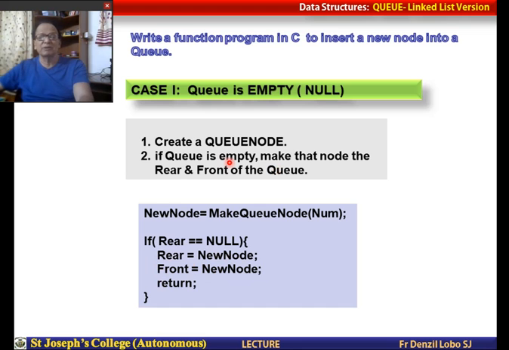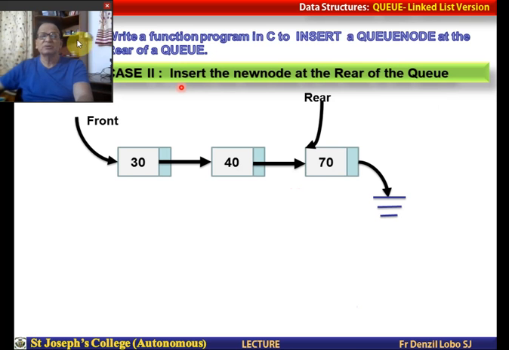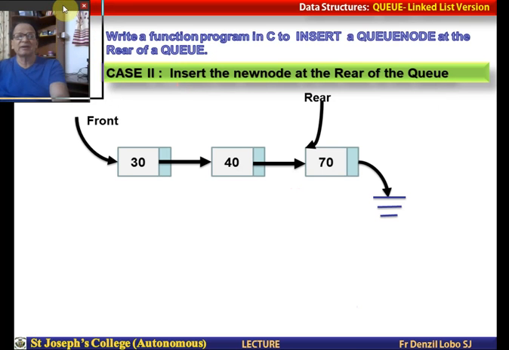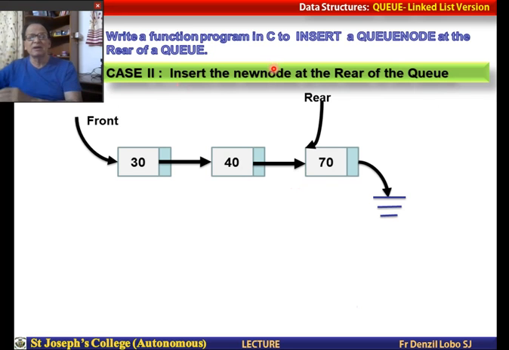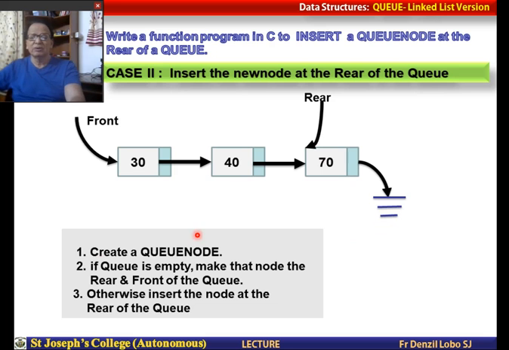Case 2 is very simple. What we do is we create a queue node. If the queue is empty, make that node the front and the rear of the queue. That is what is done here. Case 2 is very simple. Unlike the earlier case, we don't traverse the list. Just simple: you attach the new node at the rear. Rear next, you say the new node. So for example here, first we are creating a queue node.